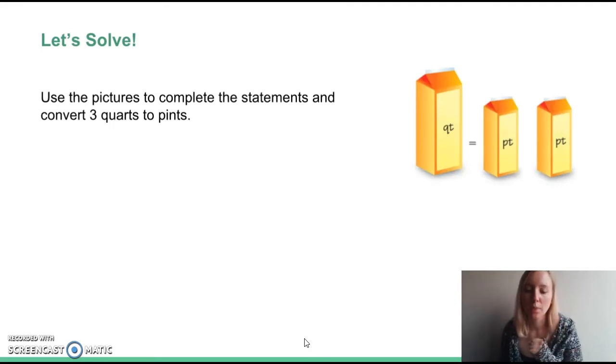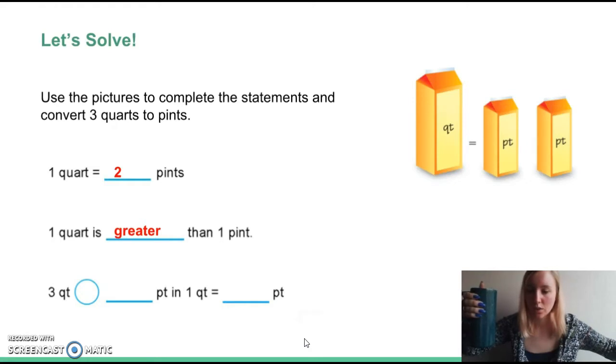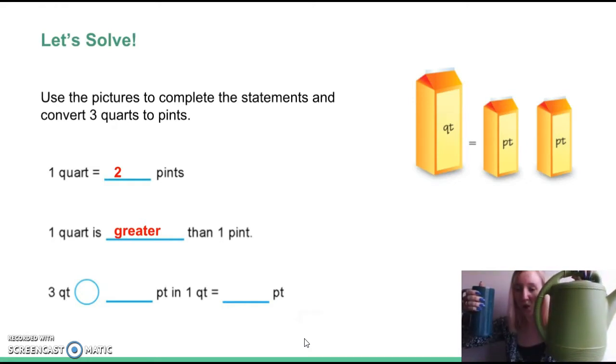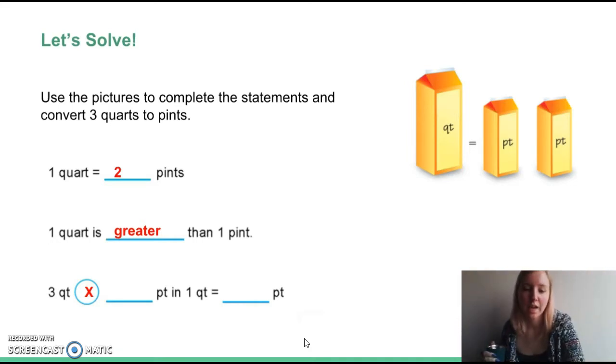Alright, now we're going to use the picture right above to complete the statements and convert 3 quarts to pints. So 1 quart, if you look right above, 1 quart equals 2 pints. 1 quart is greater than 1 pint. So I don't have a quart and a pint, but let's say that this is a pint and let's say that this is a quart. Pint is smaller than a quart. Alright, so 3 quarts times 2 pints, 2 pints in 1 quart. I apologize. And so 3 times 2 equals 6 total pints.